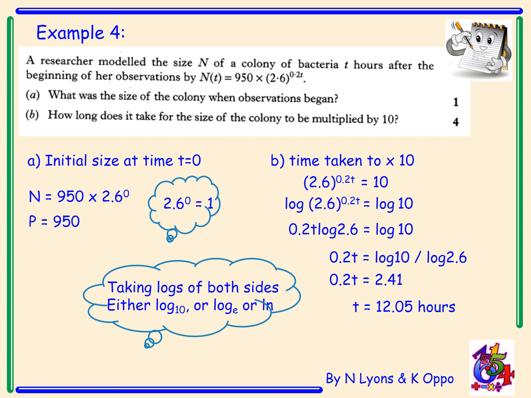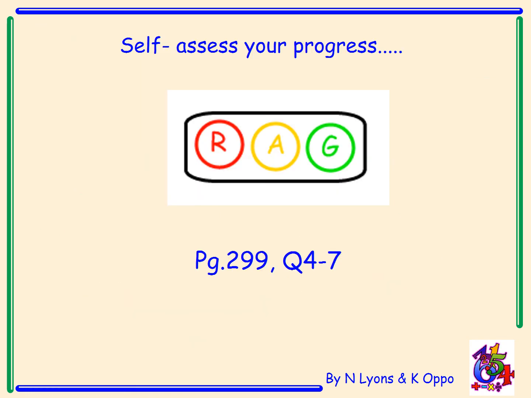So how did you get on? If you've got a mistake, where's your mistake and why? Make sure you've understood how I did that. To analyse how you did, self-assess your progress. Red, amber, green. Remember, if you're struggling, make that known to your teacher as soon as possible. If you'd like to try a couple more examples, then turn to your textbook, page 299, questions 4 to 7. Mark them from the back of your textbook.